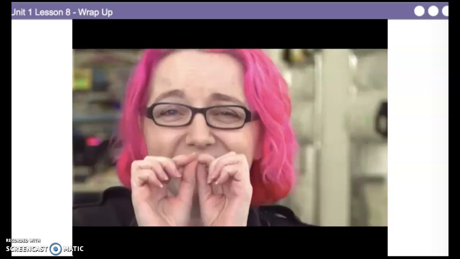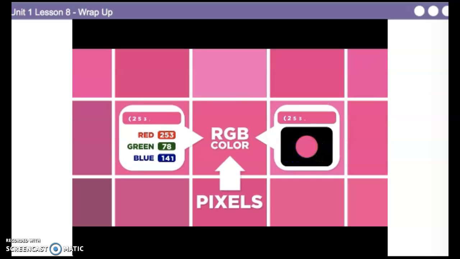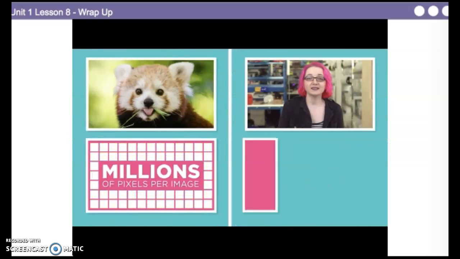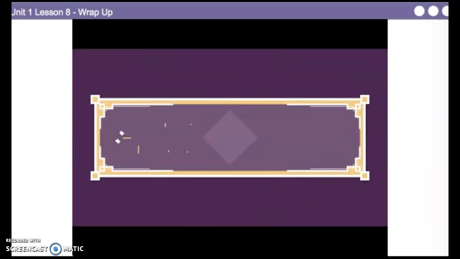Now, let's consider photos, videos, and all the graphics you see on the screen. All of these images are made out of teeny dots called pixels, and each pixel has a color. Each of the colors can be represented with numbers. When you consider that a typical image has millions of these pixels, and a typical video shows 30 images per second, we're talking about a lot of data here.